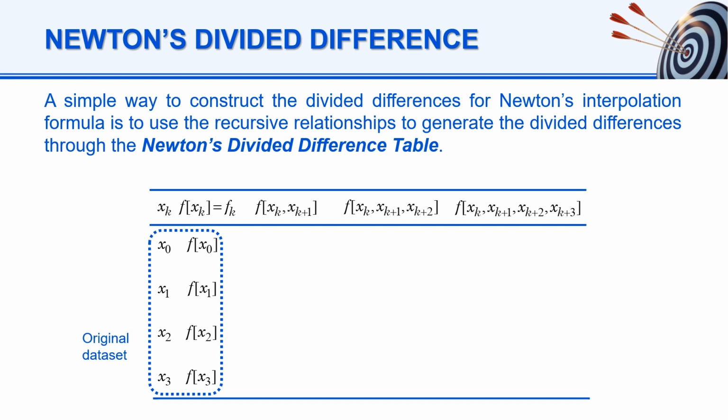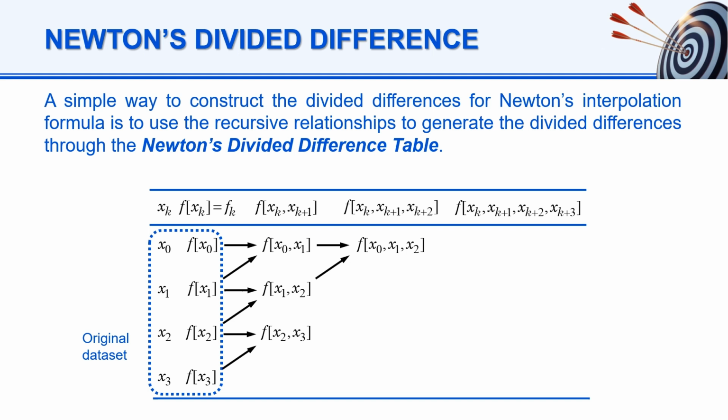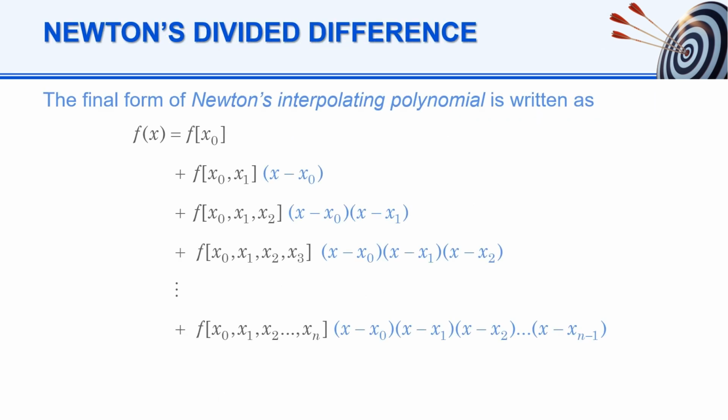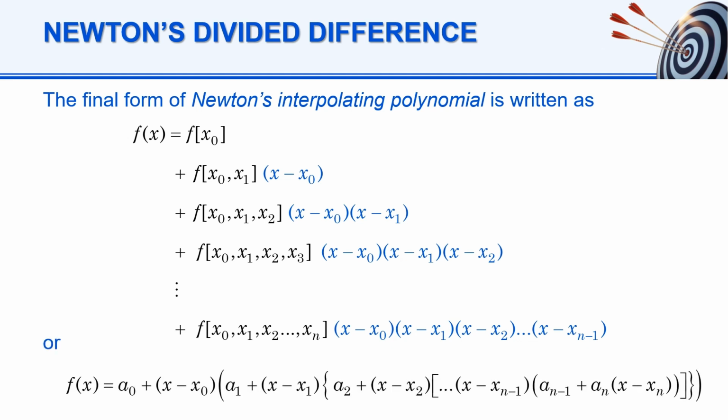The divided difference for 2 points, xk and xk plus 1, is calculated and placed in the third column as follows. For higher-order divided differences, the recursive formula is applied until all divided differences are computed for the highest order. The final form of Newton's interpolating polynomial is written as follows, or in the nested form as follows.